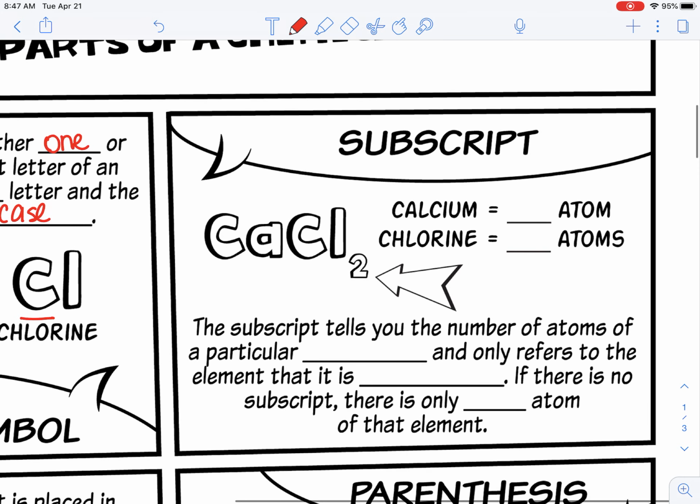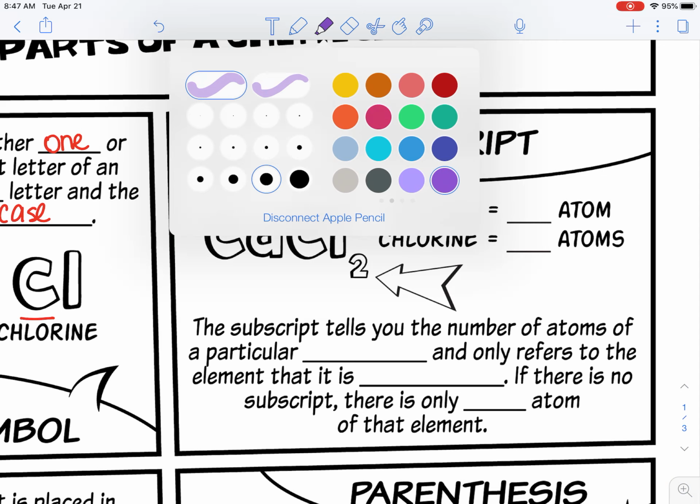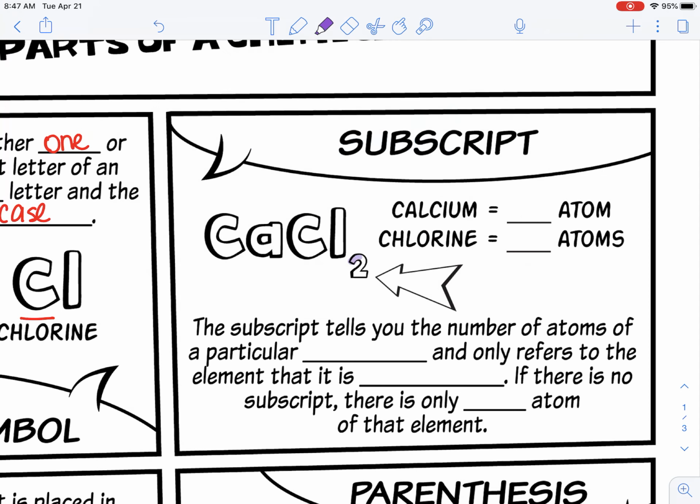The next thing we need to talk about are these subscripts, like when we look at H2O. So this little 2 here tells us that there are that many atoms there. So the subscript tells us the number of atoms of a particular element and only refers to the element that it is behind. If there's no subscript, that means that there's just one of them.